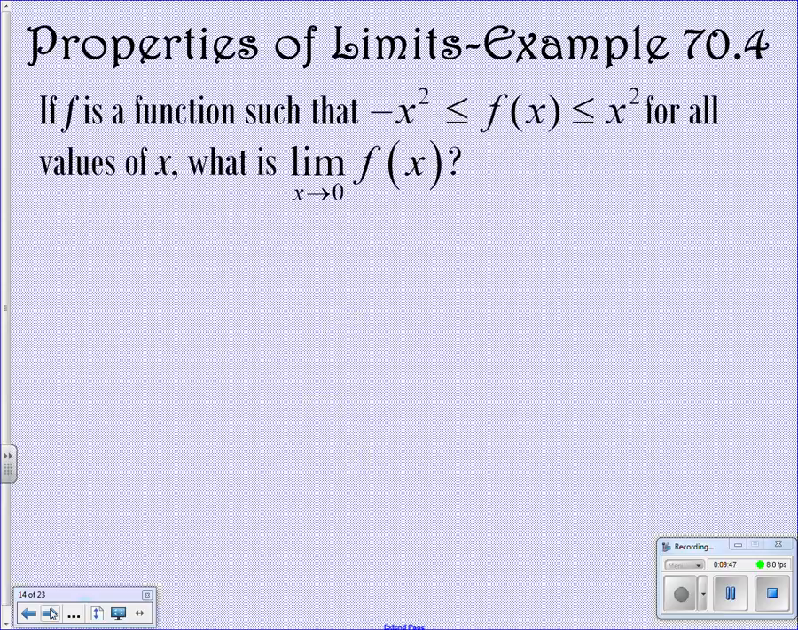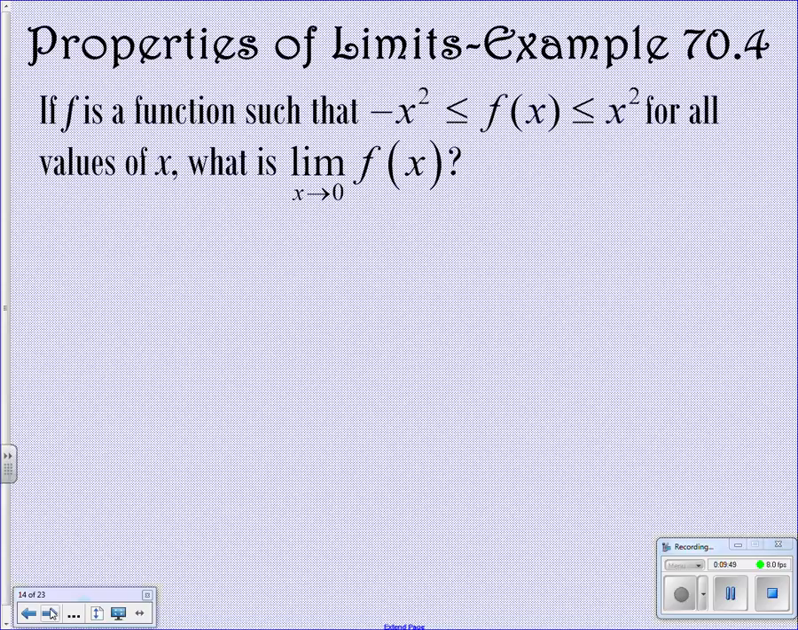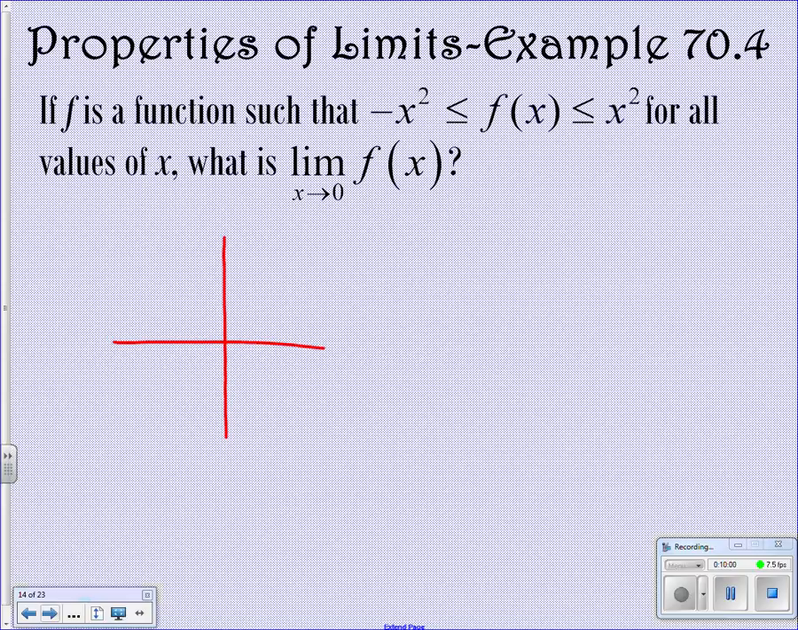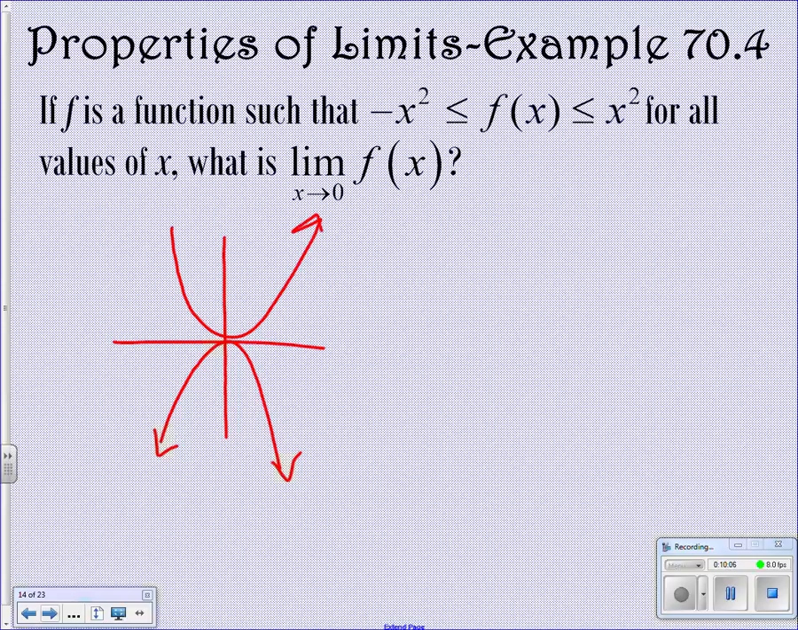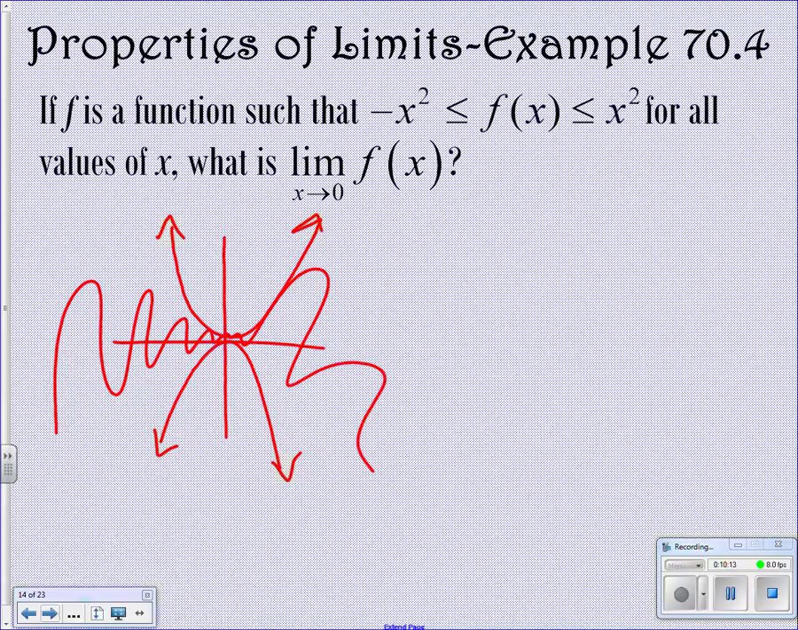Looking at this one. F is a function such that it's between negative x squared and x squared for all values of x. And we want to know what is the limit of f of x. Well, I'm going to do a little picture for you. Negative x squared is a parabola opening down, and x squared is a parabola opening up. And f is in between here. We don't know what it does. It goes somewhere in between those two. It could just be a straight line. They didn't really tell us about it.